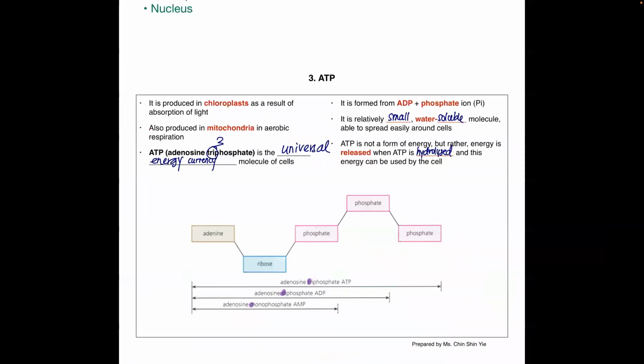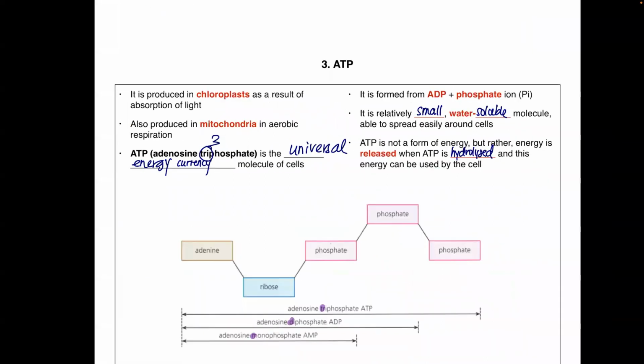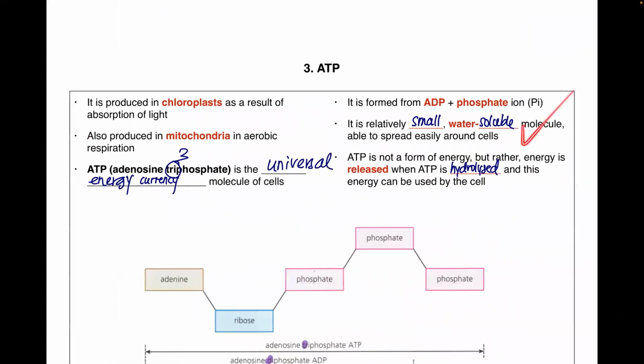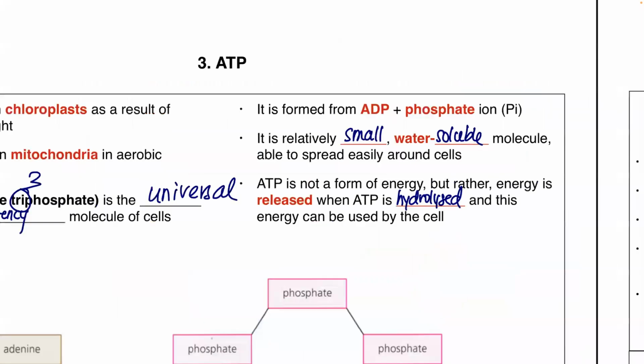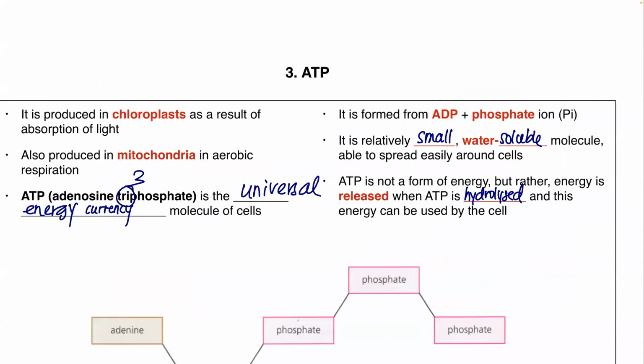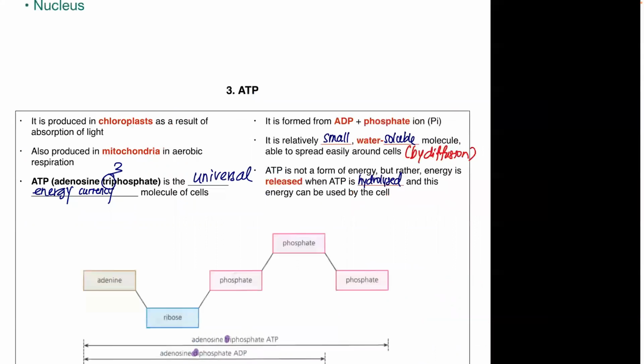One key characteristic of it is that it is very small and water soluble. Because it is small and water soluble, it can easily spread around cells by diffusion. Your cytoplasm is largely a watery environment, so anything that's water soluble will move around a watery environment like the cytoplasm very quickly.